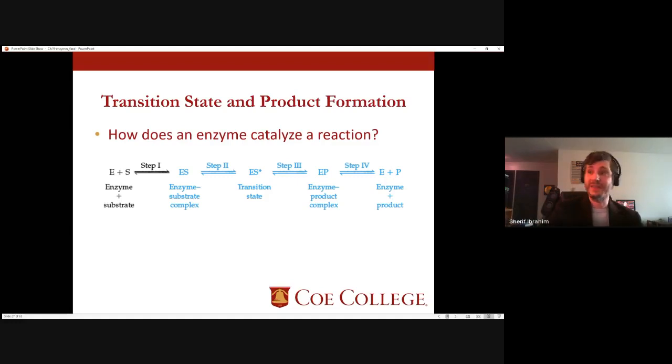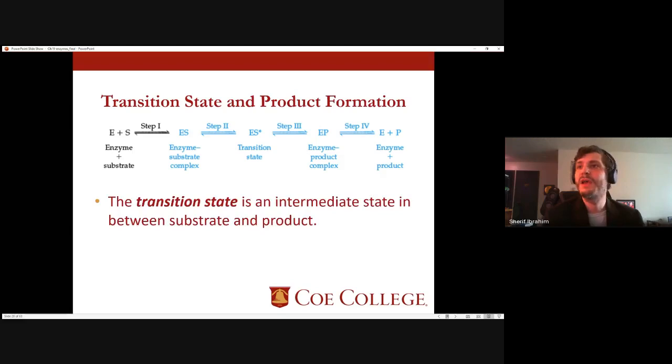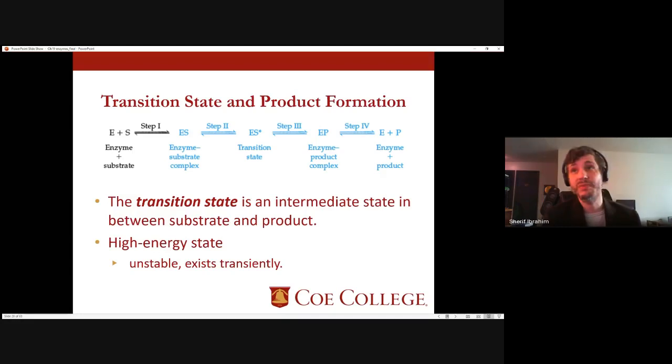Eventually, that produces the enzyme product complex, and the product and the enzyme can dissociate. After binding, the enzyme and the substrate change their conformation to favor that transition state. That transition state is a result of that induced fit taking place with the enzyme. It's the intermediate state between substrates and products. It is a very high energy state. It's the least stable in this whole chain, and it exists transiently. If it's down to the argument of does it exist if it is only around for 10 to the negative 20th seconds?